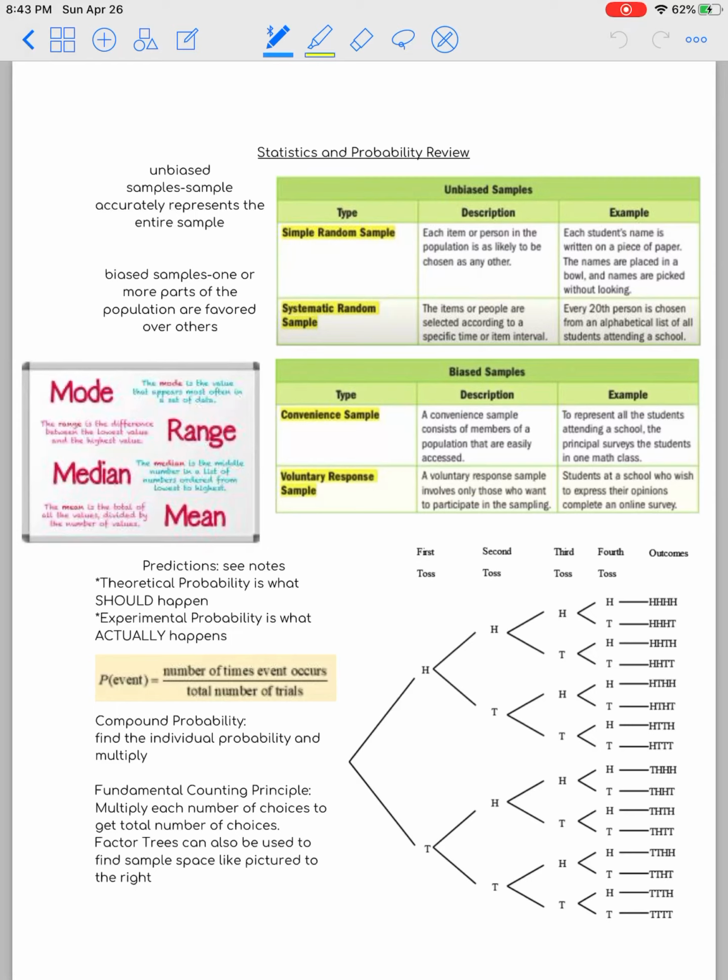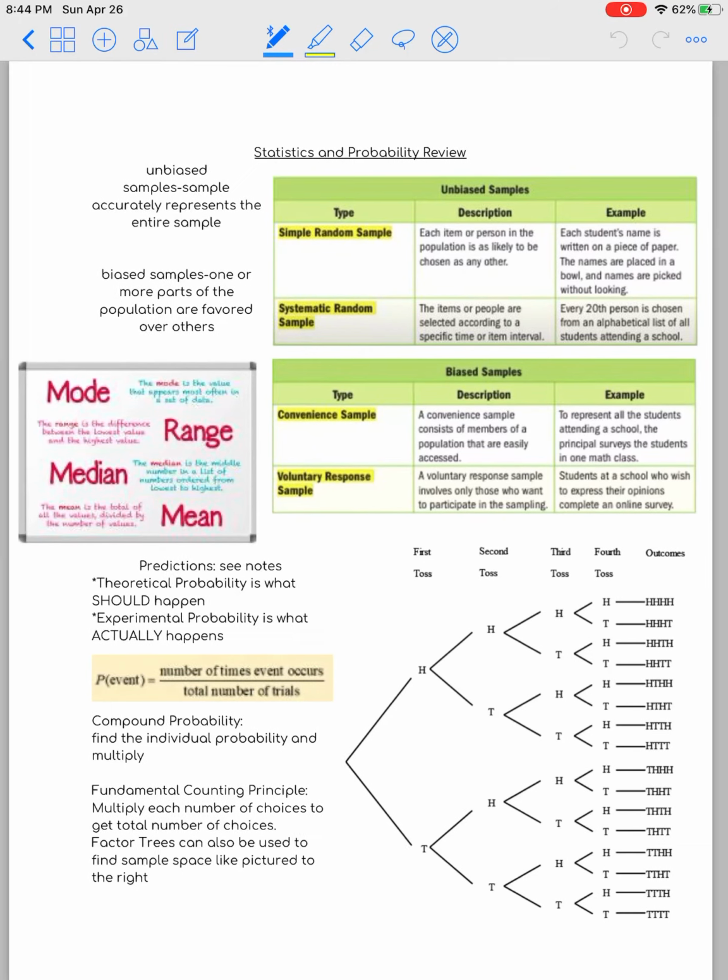If you have an even number of values, if I have 10 values, I'm going to have to take the 2 middle numbers, add them up, and then divide by 2. That will be my median. And then lastly, mean. Mean is the average of your data. You take all your data values, add them up, and then divide by the total number of values. That will give you the mean, or the average.